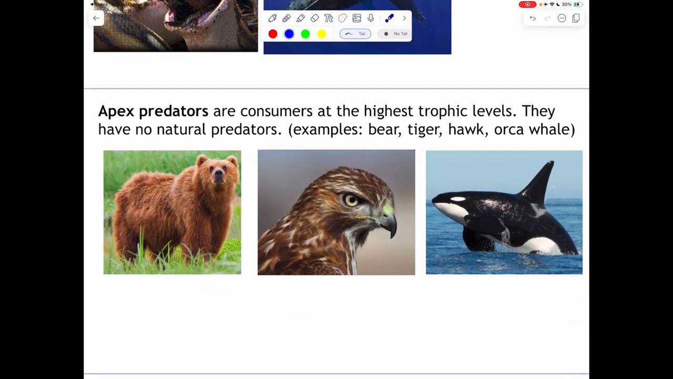Now, finally, we have our top. These are important. These are our apex predators. They're at the highest trophic levels, and most importantly, they do not have any natural predators. So we have our bears, we have our tigers, our hawks, our orca whales.